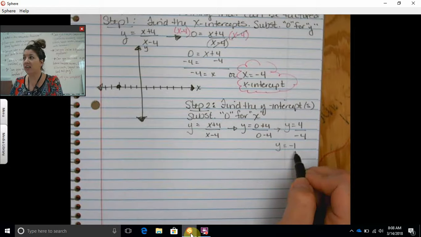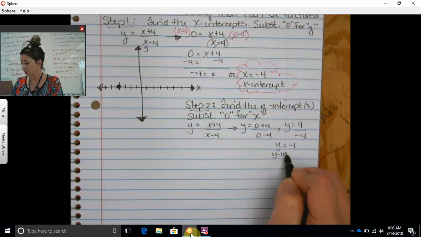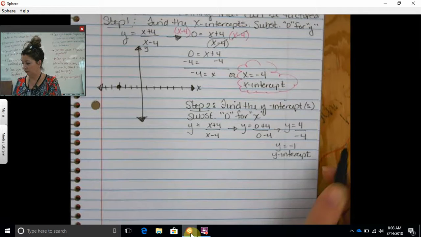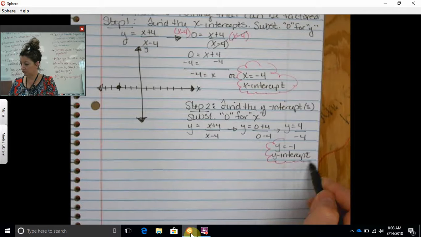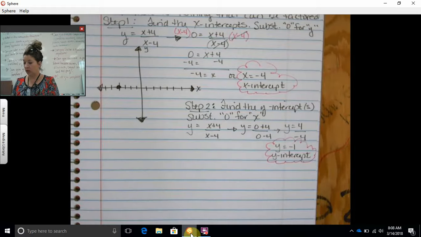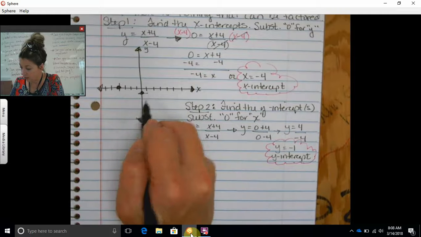-1. Now, I'm not finding asymptotes here. I'm not drawing a horizontal line at -1. I've just found the intercept. So on my y-axis, when y is -1, I will plot a point there.